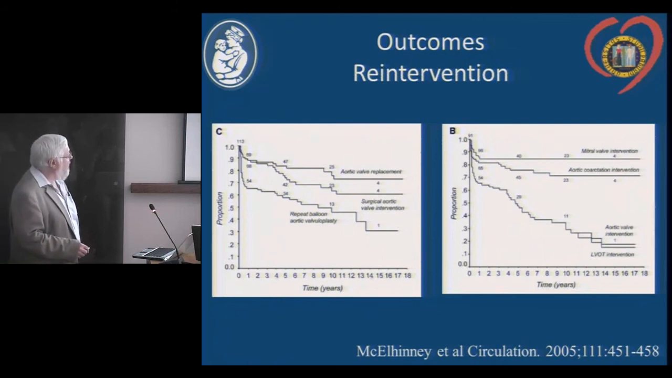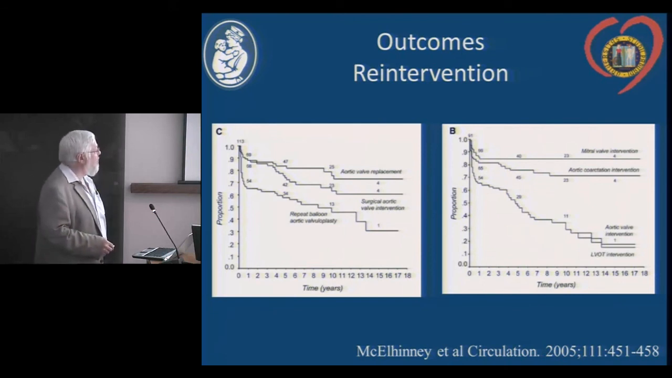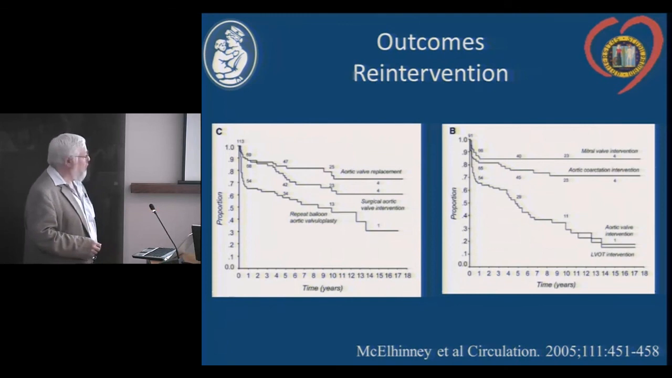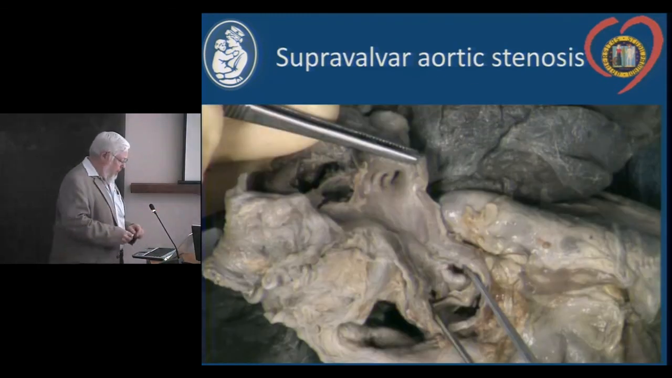And here you can see the freedom from aortic valve intervention, or left ventricular outflow tract intervention, is really pretty low by 10 years. Only about 25% had not had something done to their left ventricular outflow tract by that point. Coarctation or mitral valve intervention were much less frequently needed, fortunately.